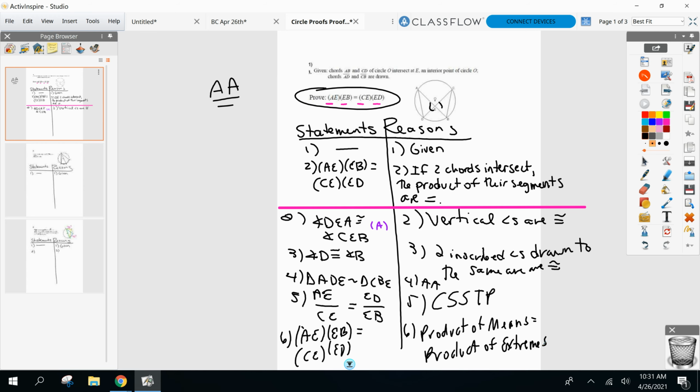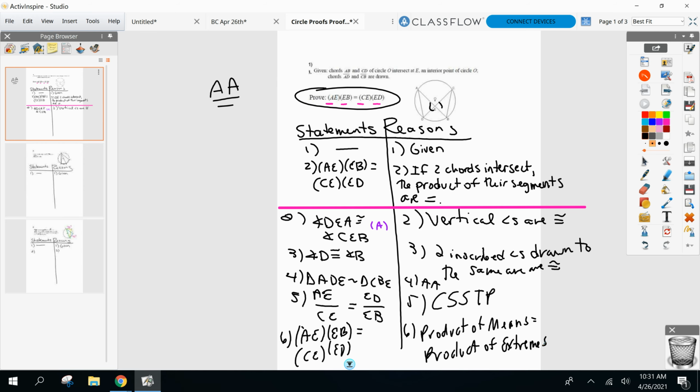Done. Okay, so I just wanted to make sure I went over this because let's just say one of those four here are not chords. You wouldn't be able to use theorem number 2 I have up here. Questions on that? Proving them similar.